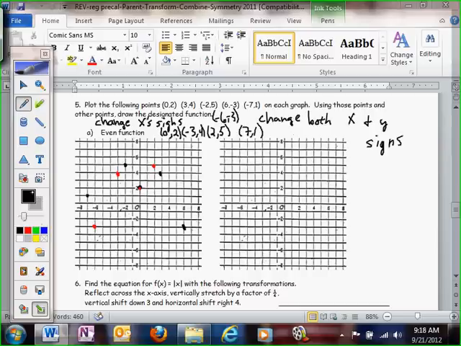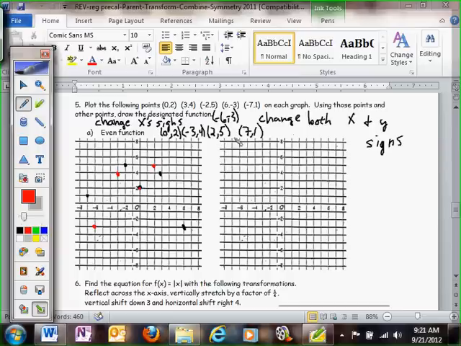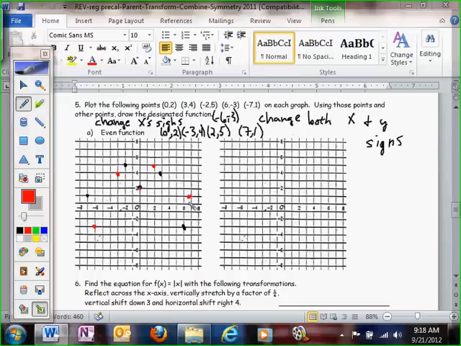Make sure you're taking your time and being very careful. And then finally I have 7, 1. Now every point has a symmetrical point, and now I connect the dots.